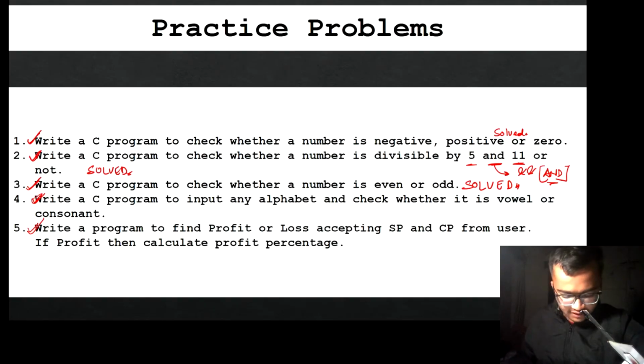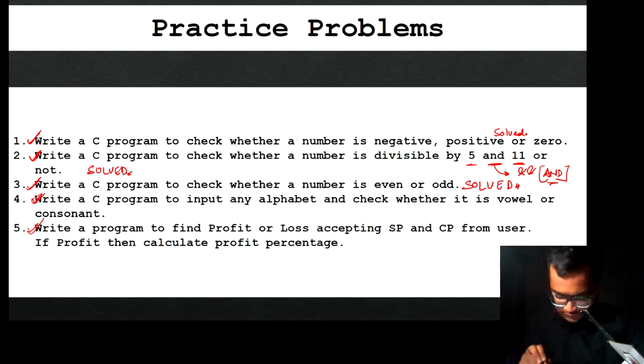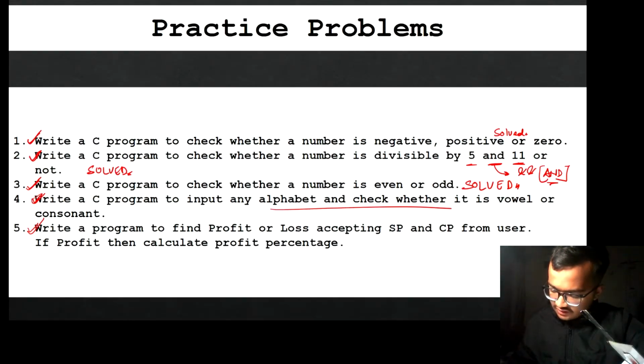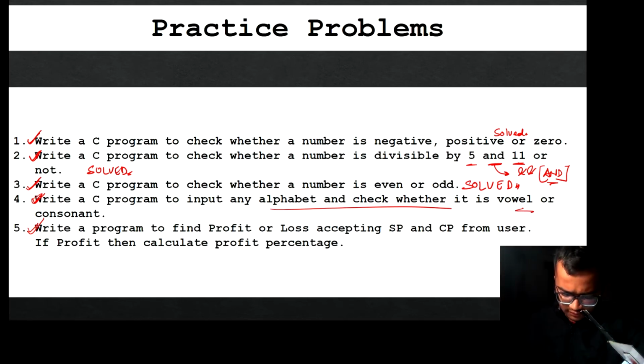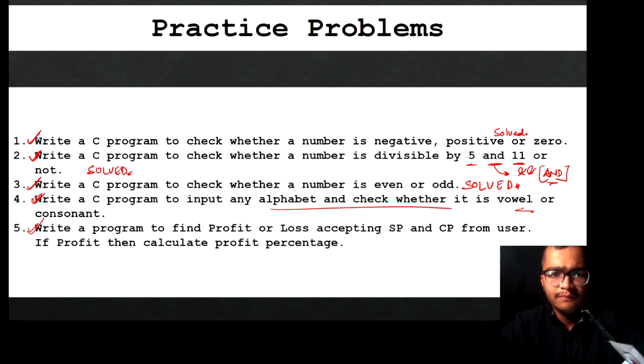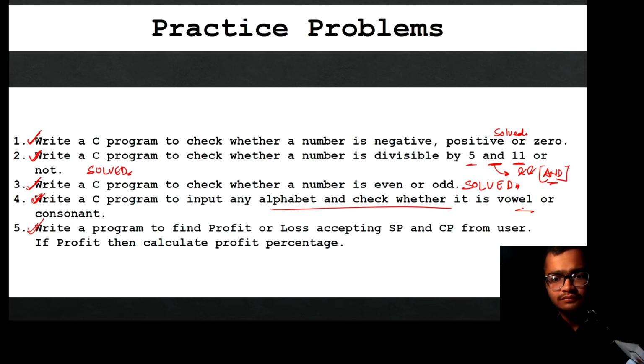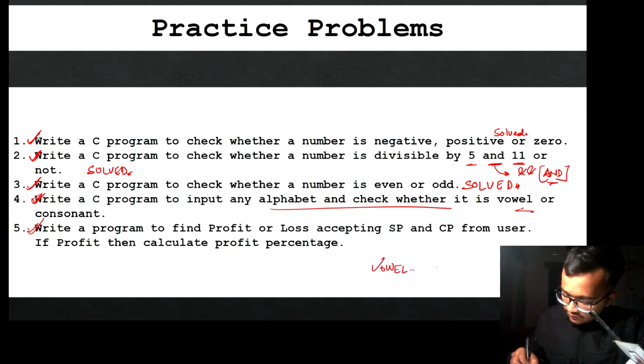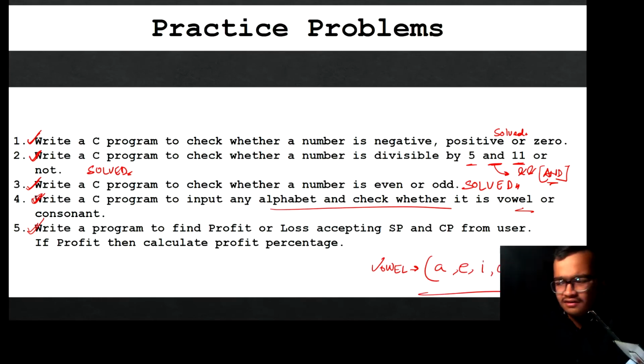Okay, the second last, that is the fourth one. So we have to check, input any character and check whether it is a vowel or a consonant. So it is going to be a long program. We have to take a character as input and we have to compare the character. So what are the vowels we have? Let's write it over here. Vowels, that is A, E, I, O, U. We will only compare the lowercase in this case; uppercase you can also manage, I think. Okay, so let's do it.